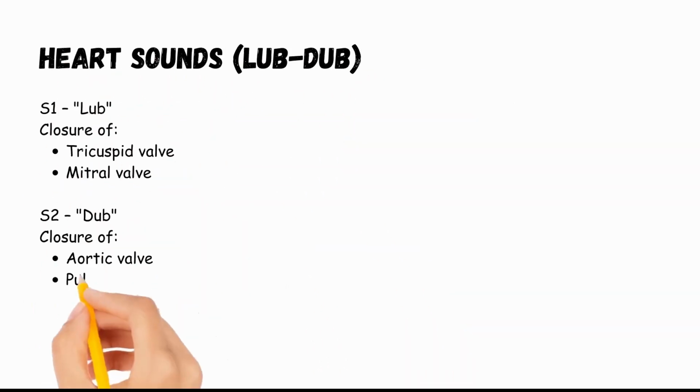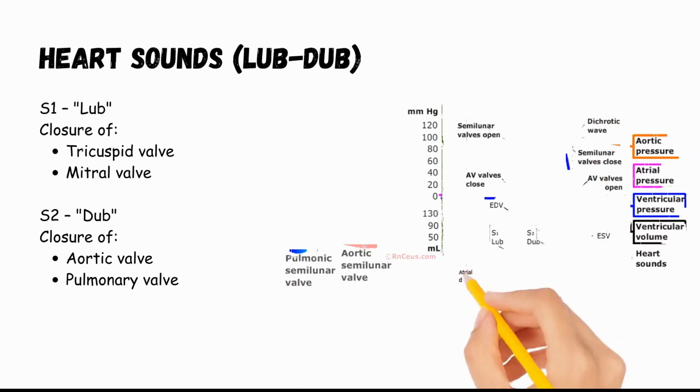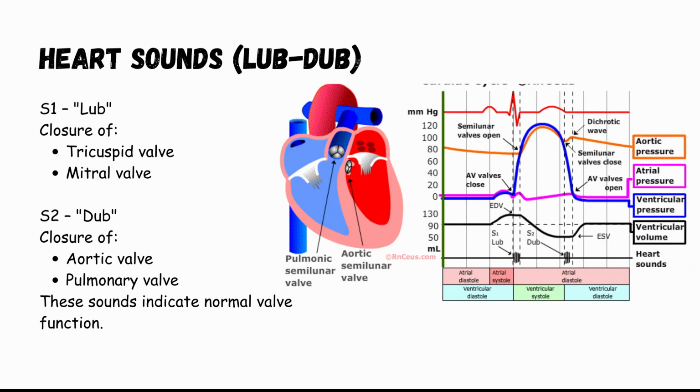The familiar Lub Dub sound of the heartbeat is caused by valve closure. S1 or Lub is caused by the closure of tricuspid valve, mitral valve. S2 or Dub is caused by the closure of aortic valve, pulmonary valve. Doctors use a stethoscope to listen to these sounds. Any abnormal sound may indicate valve disorders or heart problems.